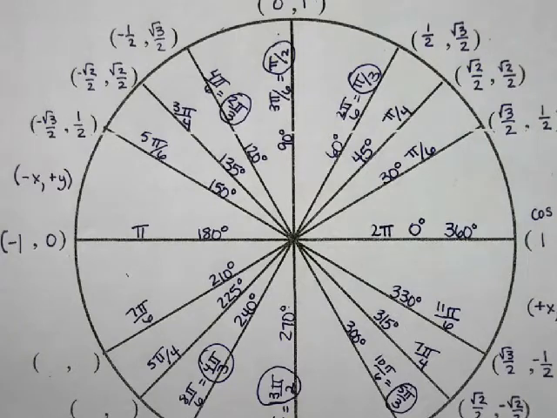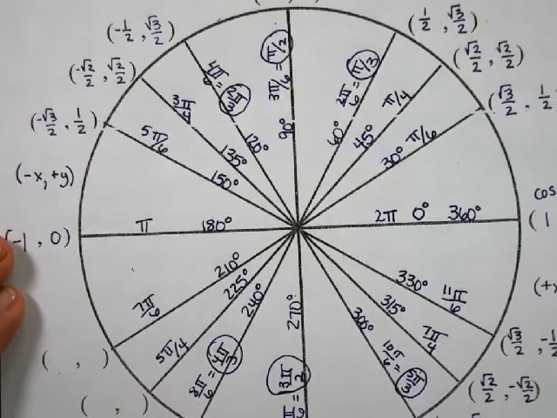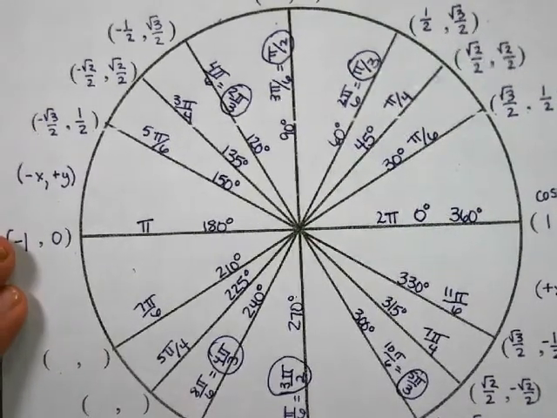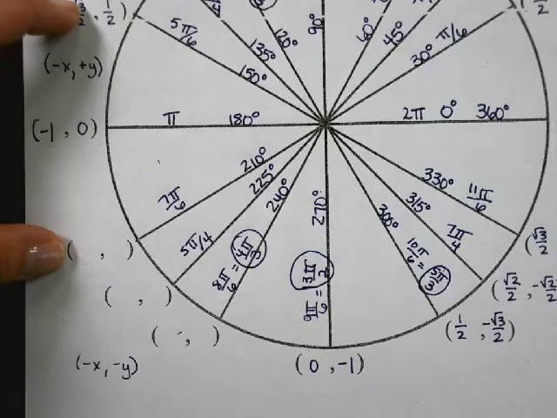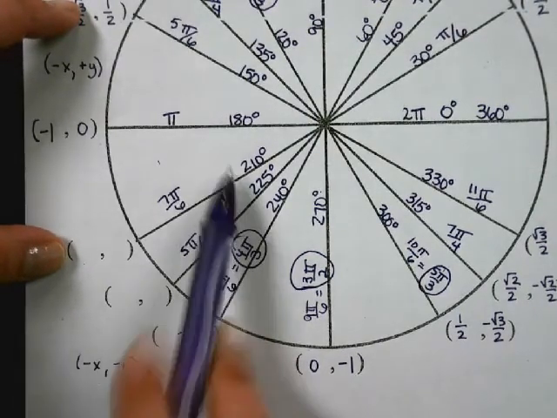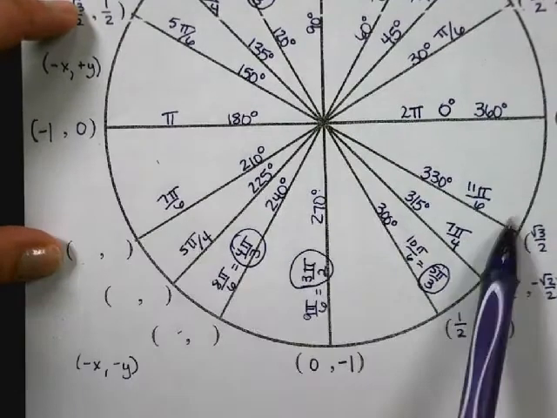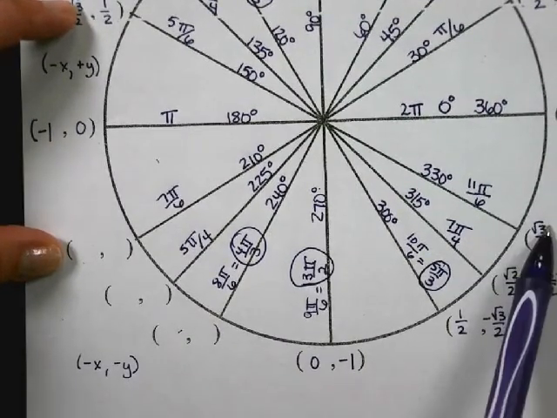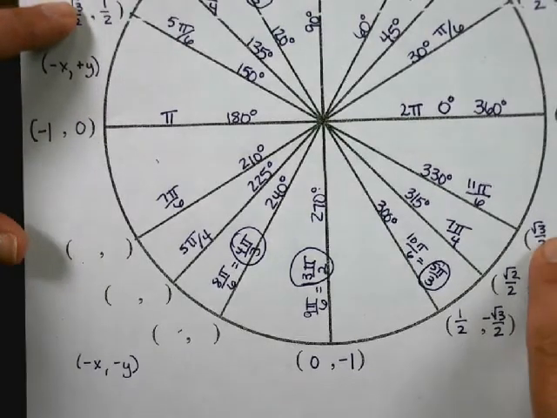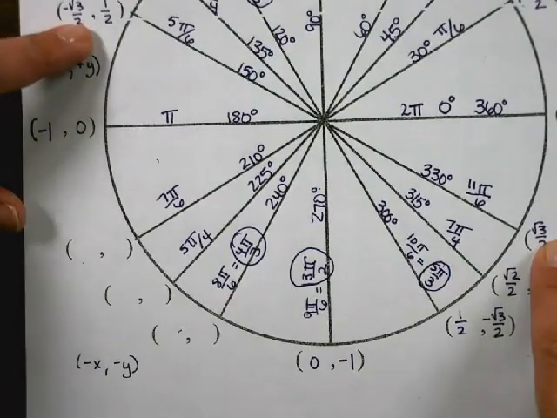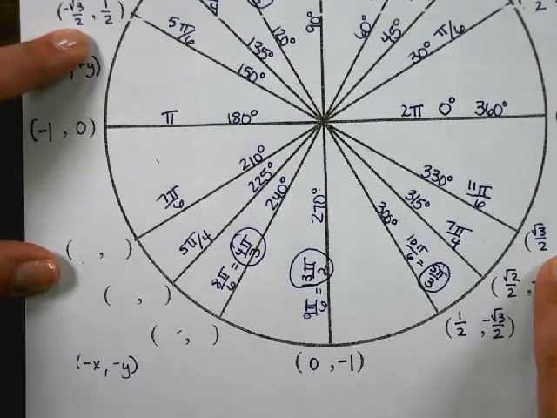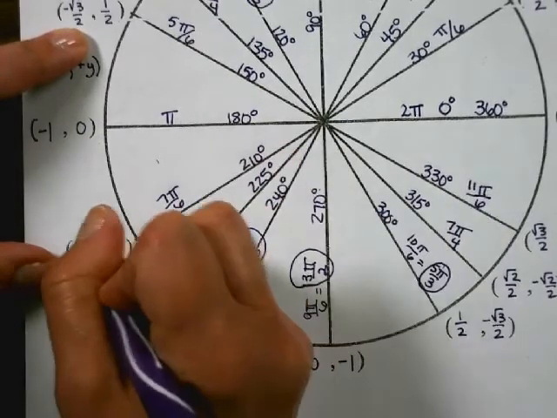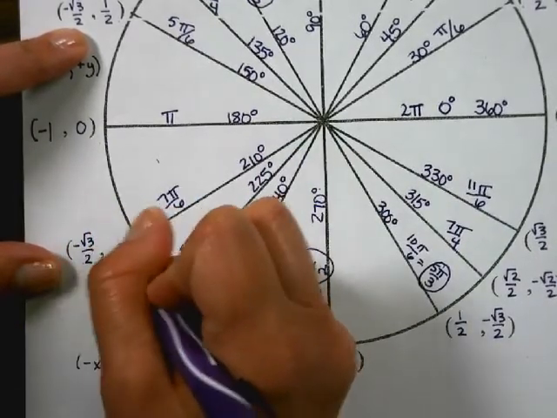Okay, last one to go. What do you know about the ordered pairs in quadrant 3? They're all negative, so you should have a negative x-coordinate and a negative y-coordinate. 210 has the same reference angle as 30, and as 330, excuse me. So you can either look here in quadrant 4 or you can look here in quadrant 2. They should be the same. The only thing that's going to differ is their signs. So here we go. 210 is negative root 3 over 2, negative 1/2.